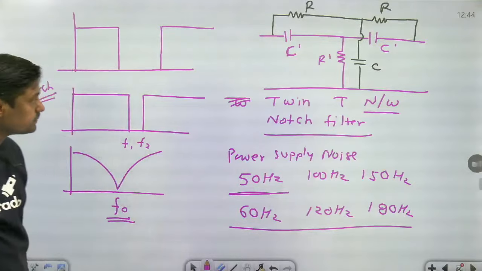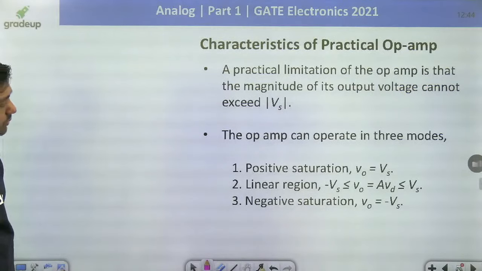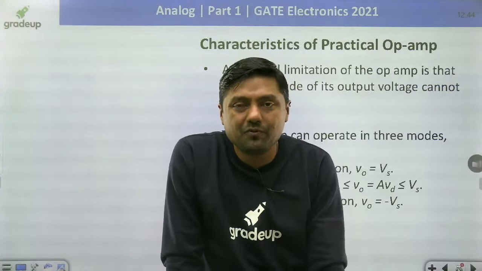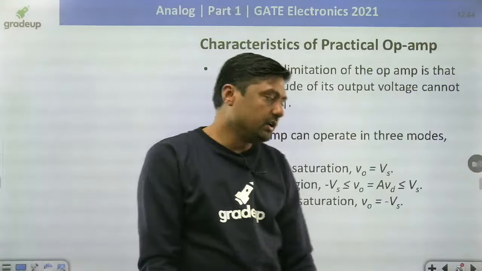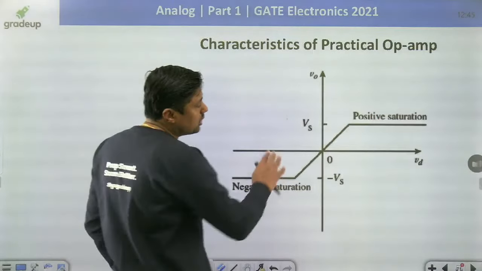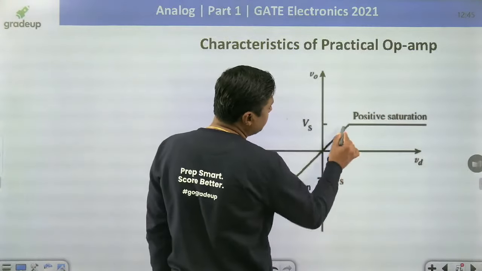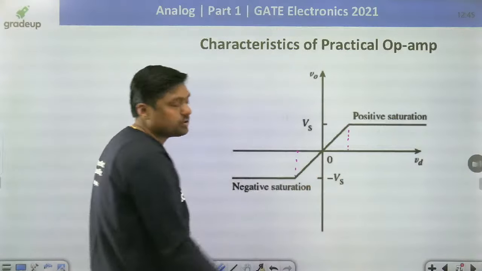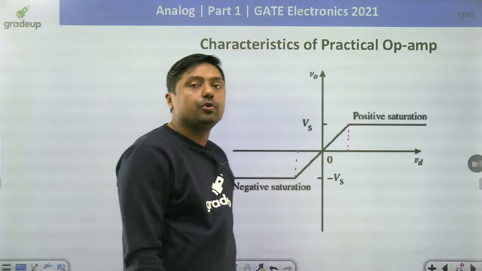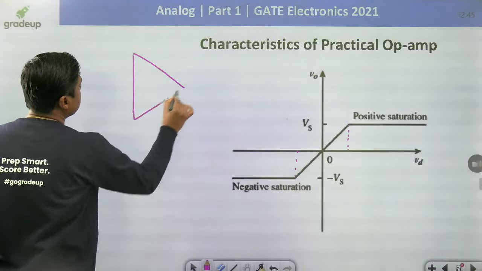Okay. Now next one. Now the practical operational amplifier. Always remember, for a practical operational amplifier, gain is not infinite. Then the characteristics will start like this. This is called positive saturation, and this is negative saturation. When we give the inputs, after some time the operational amplifier will enter into saturation. This is the practical characteristic. What is the meaning of characteristics? V0 versus VD. What is VD? The voltage between these two terminals.